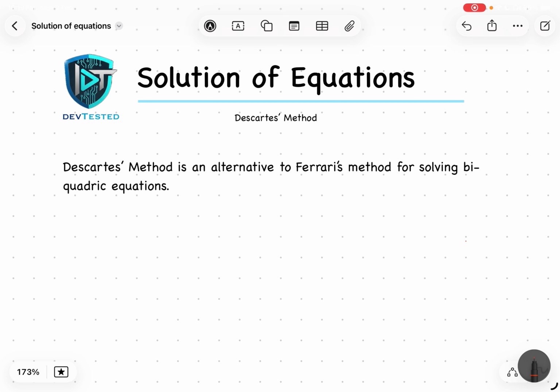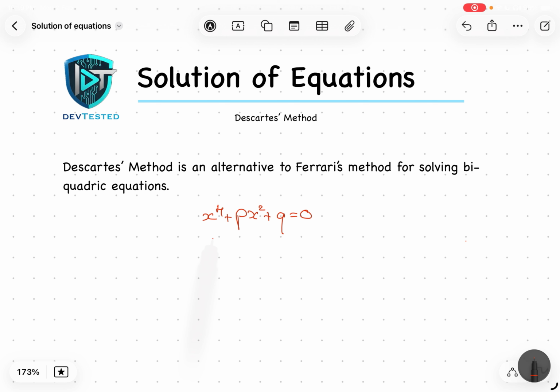Let's start with Descartes' method. Descartes' method is an alternative to Ferrari's method for solving biquadratic equations. For example, we have a biquadratic equation x to the power of 4 plus bx squared plus q equals 0. I say biquadratic because it doesn't have x cubed or x.